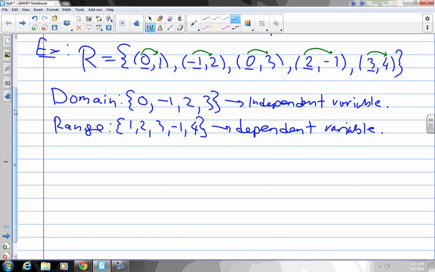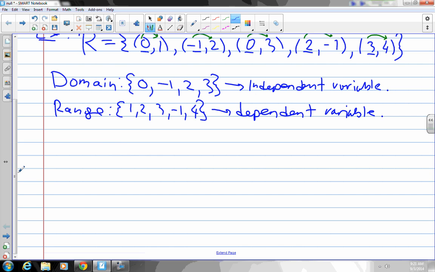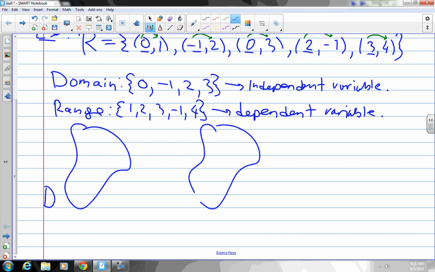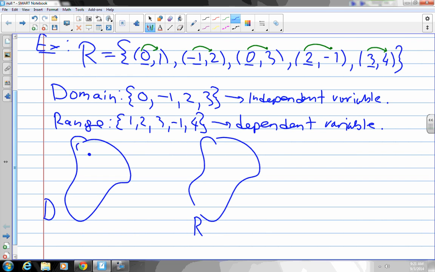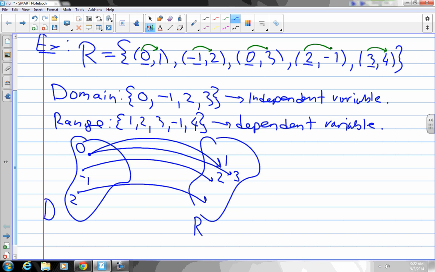Okay. We can also draw a little diagram just to represent this relation. You have two blobs. One is the domain, the other one is the range. So what do we see? We see the number 0 mapped to the number 1, so 0 relates to 1, -1 relates to 2, 0 also relates to 3, we see that, 2 relates to -1, and 3 relates to 4.